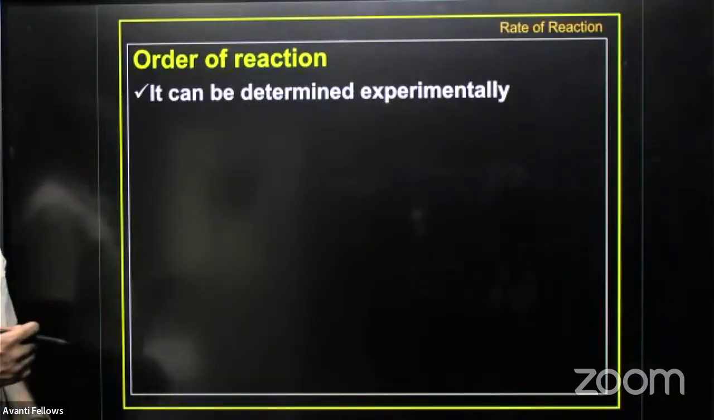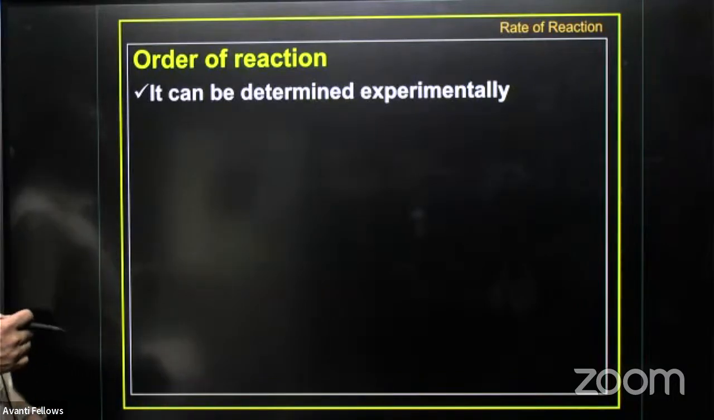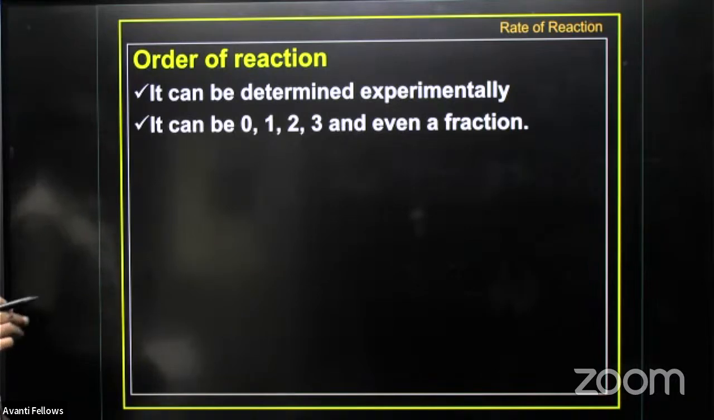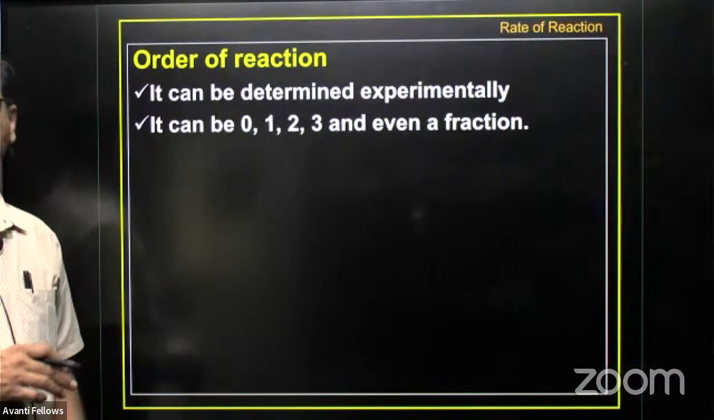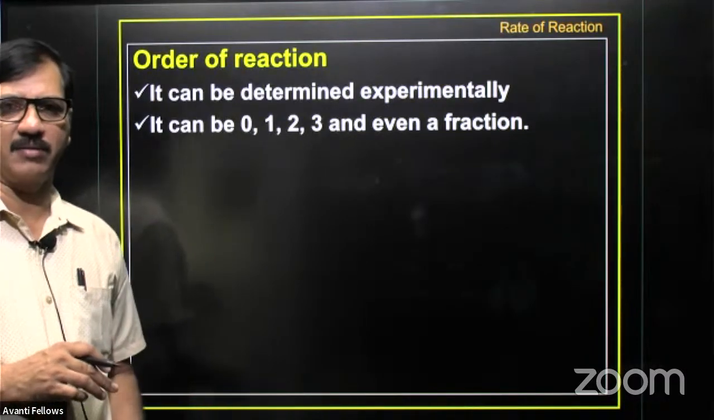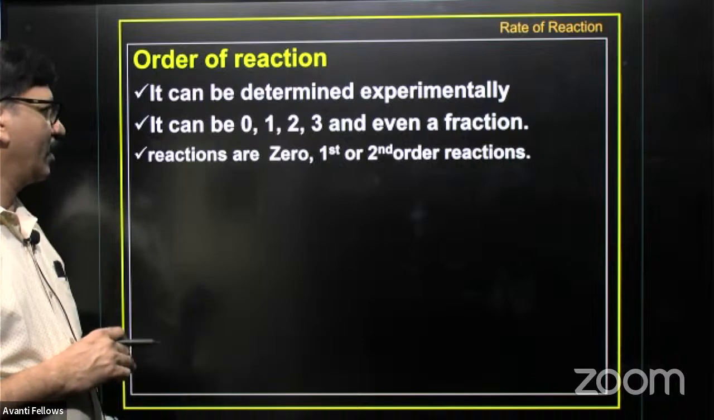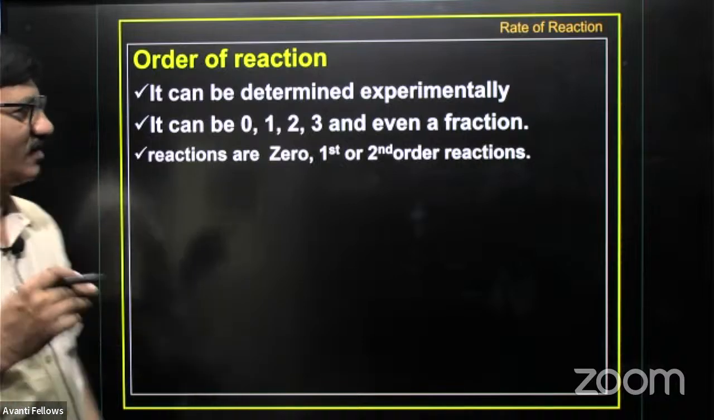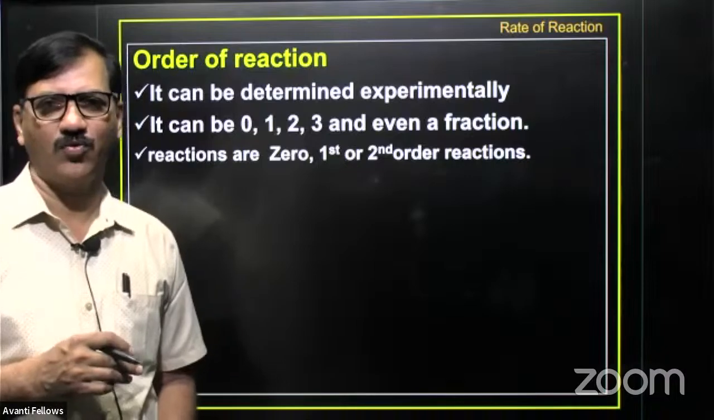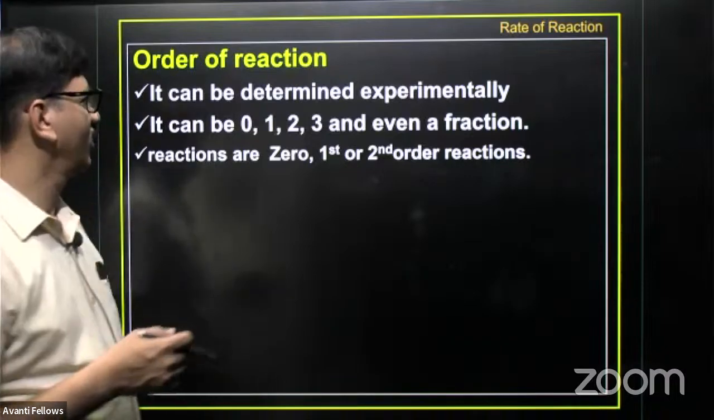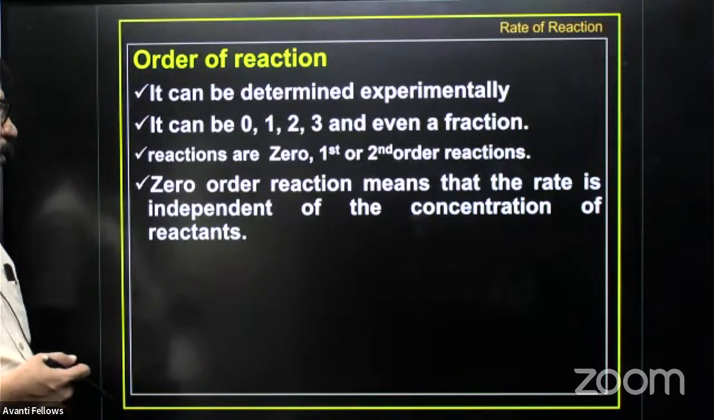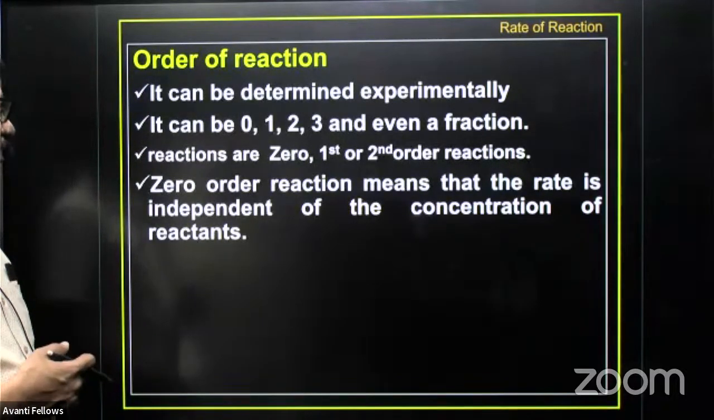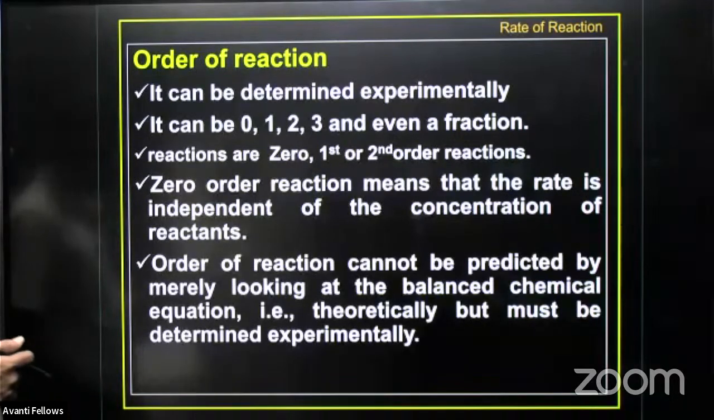What are the other characteristics of order of the reaction? It can be determined experimentally. It can be 0, 1, 2, and even a fraction. Order of the reaction can be a fraction also. The reactions are called zero, first and second order reactions. If the order is 0, then we call it a zero order reaction, which means the rate is independent of the concentration of the reactants.